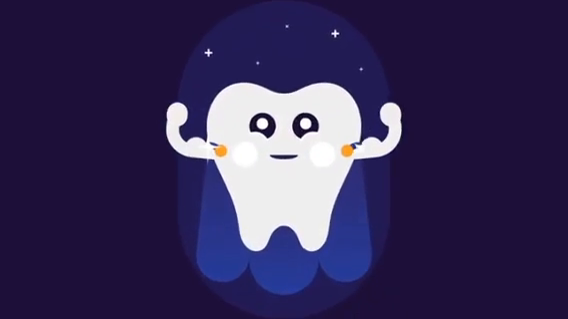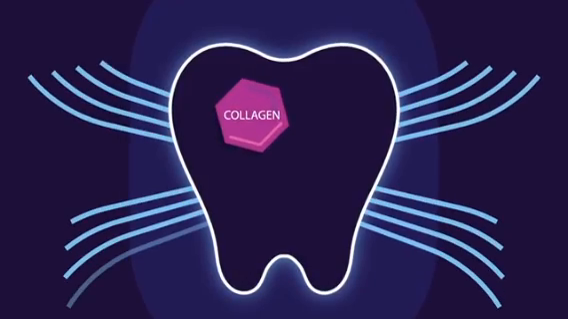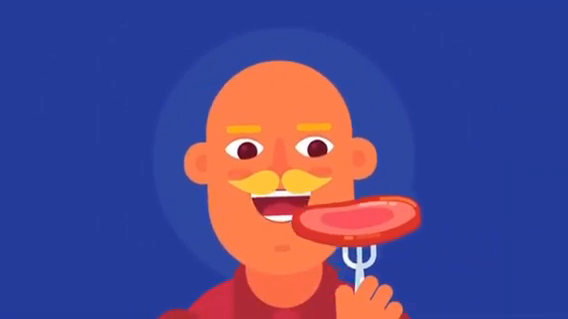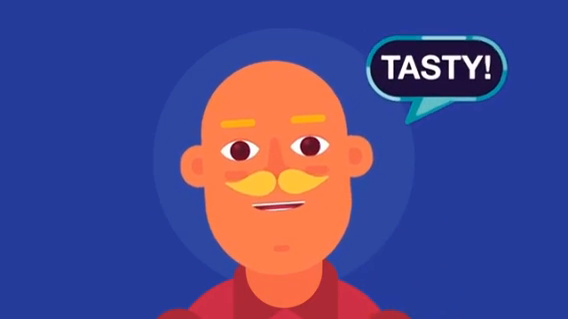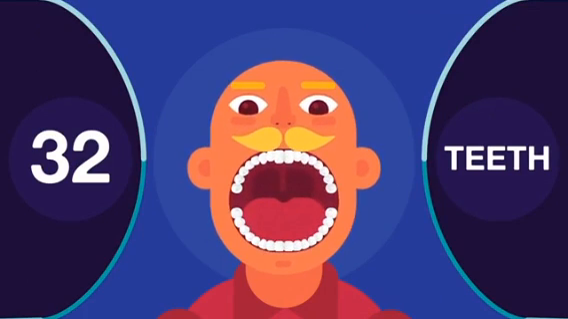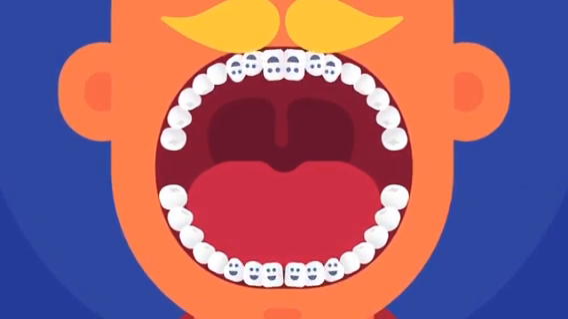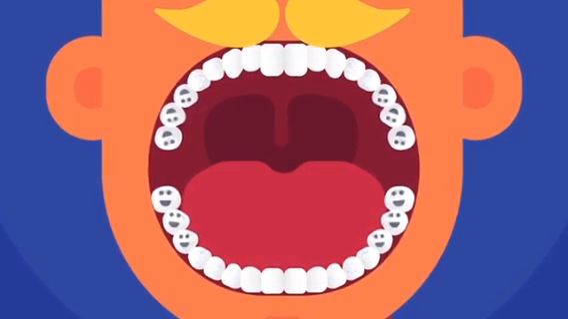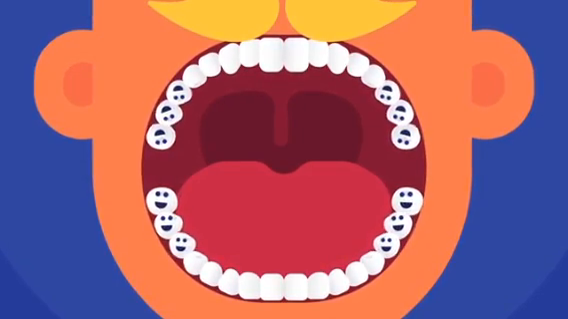Our teeth are one of the strongest parts of our body. They are made from proteins such as collagen and minerals such as calcium. In addition to helping us chew through even the toughest foods, they also help us speak clearly. Most adults have 32 teeth, called permanent or secondary teeth: 8 incisors, 4 canines, also called cuspids, 8 premolars, also called bicuspids, 12 molars, including 4 wisdom teeth, whereas children have 20 teeth.